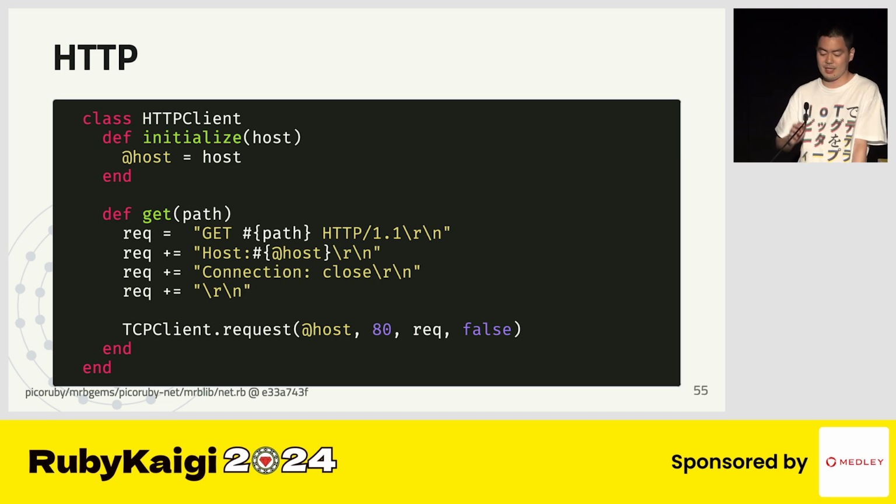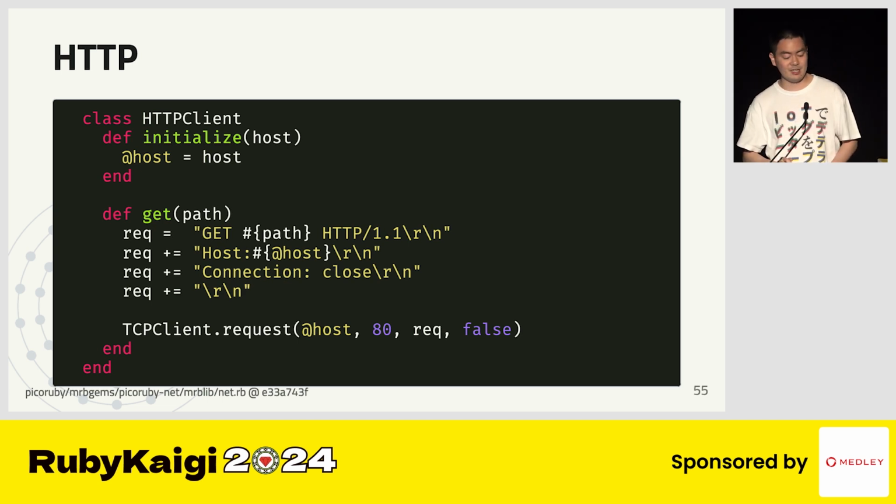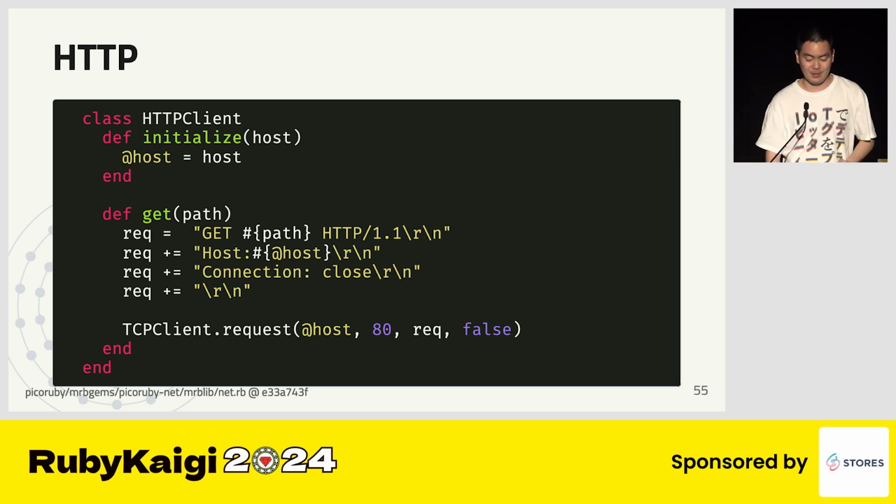And after getting a TCP client, basic HTTP is very easy. You write HTTP like this in Ruby. So this is a very basic example of a basic HTTP GET. We have something that's more than this.